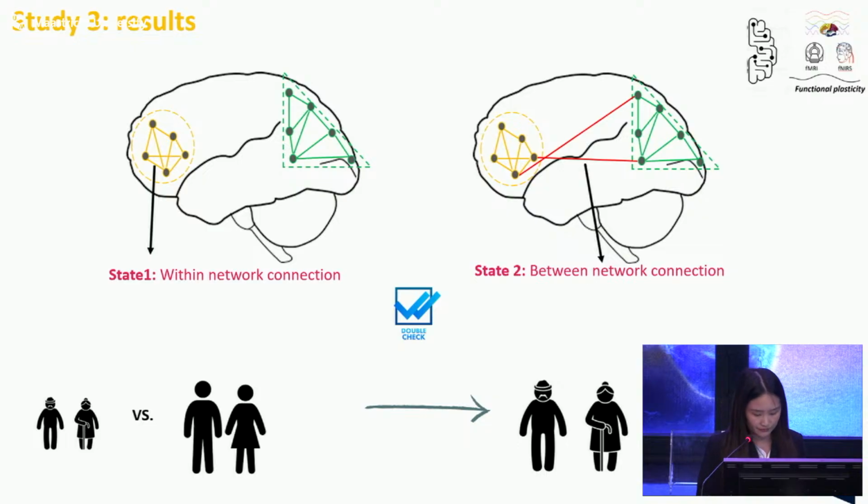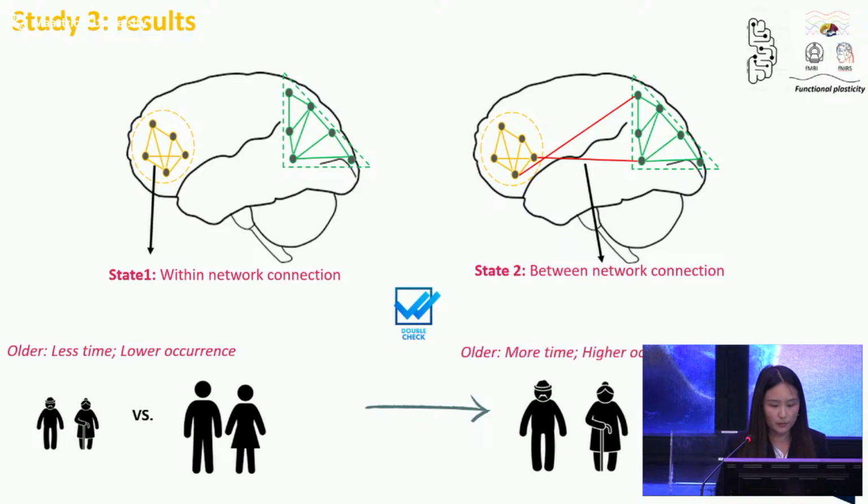connection state. And the dynamic functional connectivity result shows that the old participant spend less time and lower occurrence in the within network connection state, but they spend more time and higher occurrence in the between network connection state. Those results may suggest that this dynamic functional connectivity neural compensation mechanism may be a biomarker for brain aging.